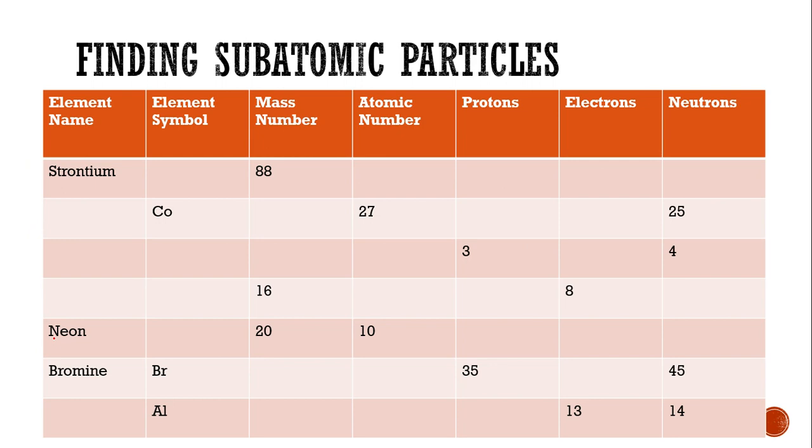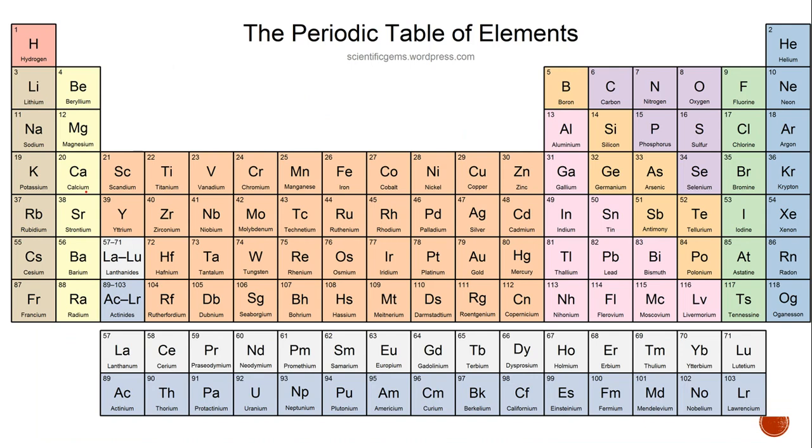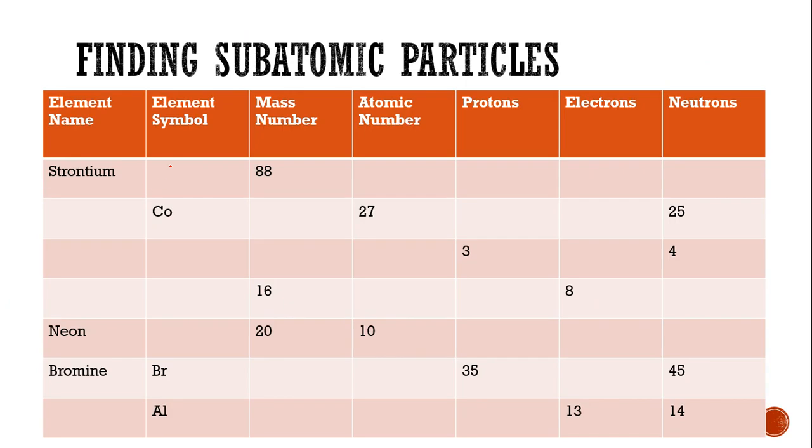We are going to use those 4 pieces of information to help us identify subatomic particles. In order to do this, you will always need a periodic table, and I will always provide you with a periodic table. The first thing that you're going to do on your periodic table is fill in the element name or symbol if you know them. So this one says that it is strontium. If you go to the periodic table, strontium is right here. My symbol is Sr, so that is what I'm going to fill out here.